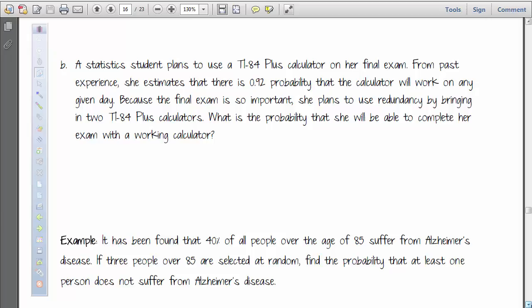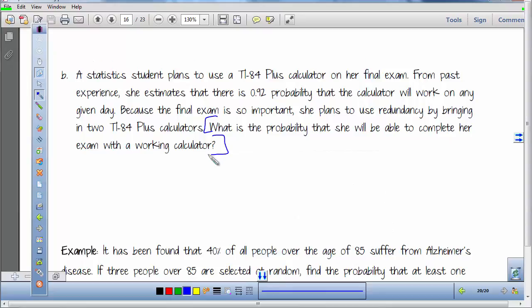So here it says a statistics student plans to use a TI-84 plus calculator on her final exam. From past experience, she estimates that there is a 0.92 probability that the calculator will work on any given day. Because the final exam is so important, she plans to use redundancy by bringing in 2 TI-84 plus calculators. What is the probability that she will be able to complete her exam with a working calculator? Okay, so first thing I like to do is focus on what the question is asking me to find. And so we're looking at the probability that she will be able to complete her exam with a working calculator.